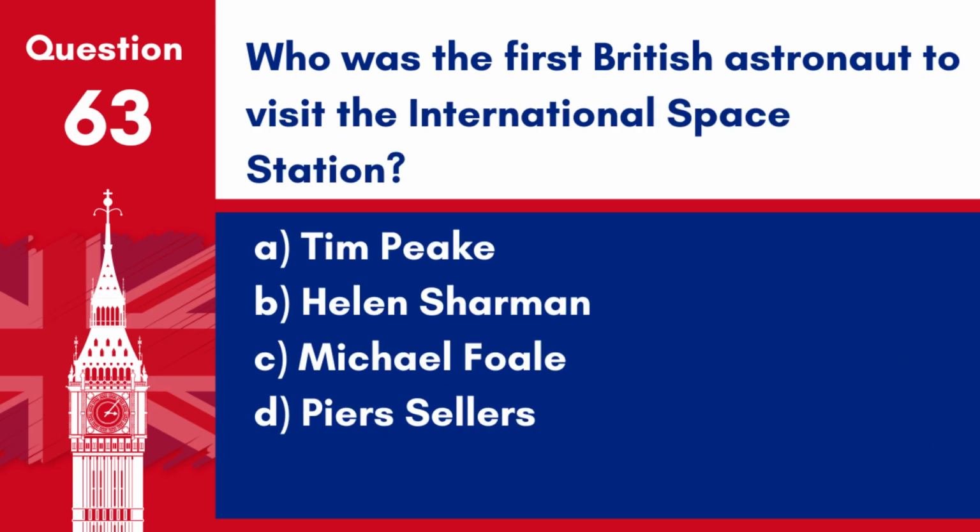Question 63. Who was the first British astronaut to visit the International Space Station? A. Tim Peake. B. Helen Sharman. C. Michael Foale. D. Piers Sellers.